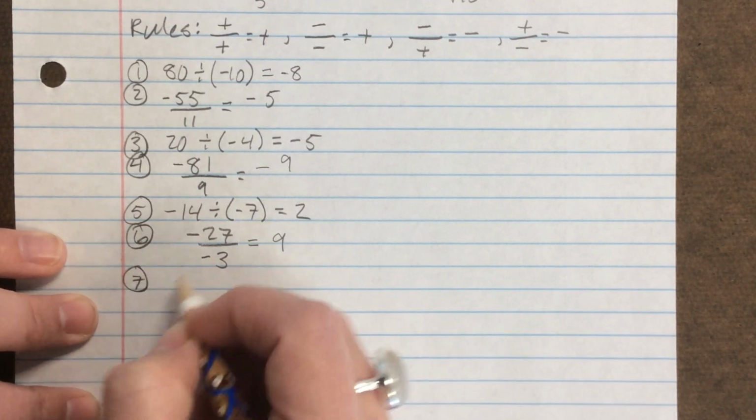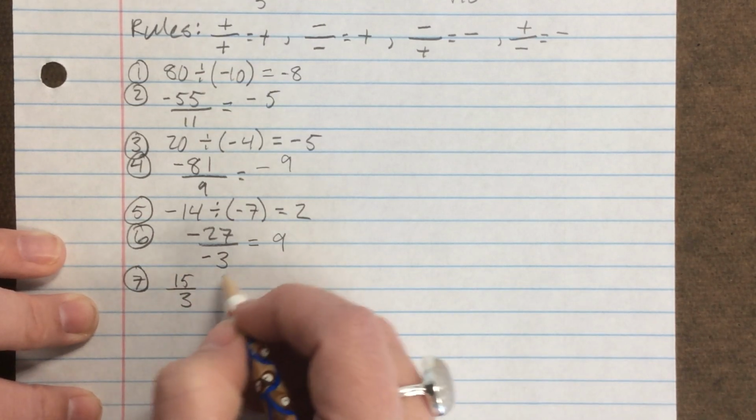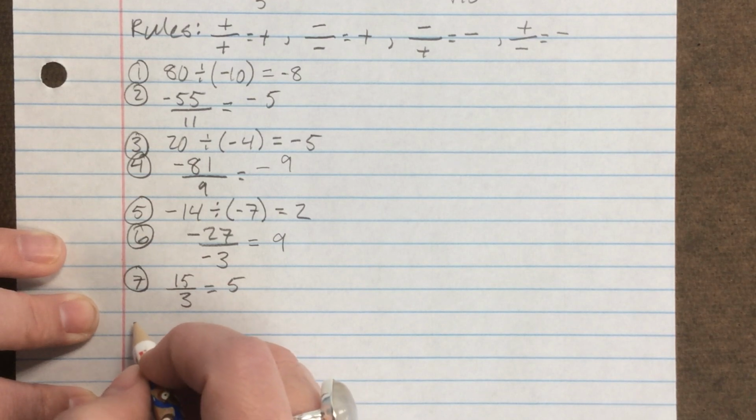Number 7, 15 divided by 3. Well, that's a positive and a positive, so the answer is positive 5. That one wasn't too bad.